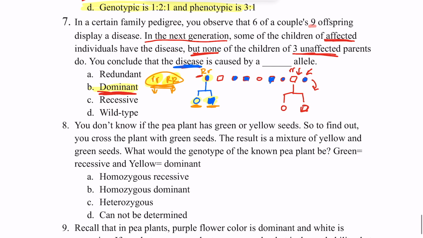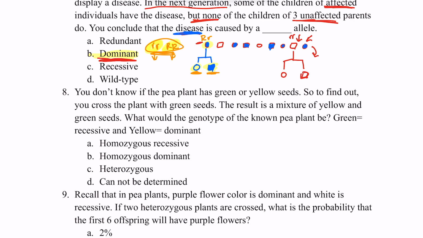So for question number 8, you don't know if a pea plant has green or yellow seeds. So to find out, you cross the plant with green seeds. This results in a mixture of yellow and green seeds. What would be the genotype of the, this is a typo here, it's supposed to be unknown pea plant. So we're going to say green is recessive, and yellow is dominant. So this is a true breeding question.